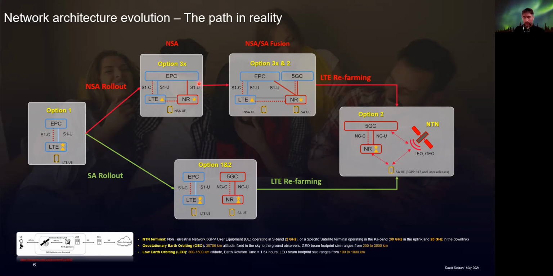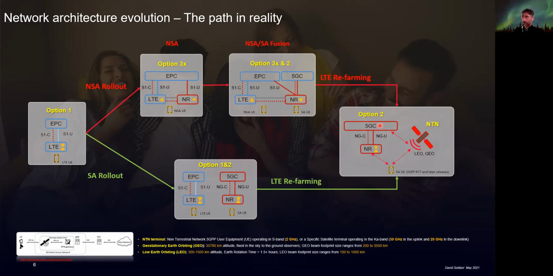Then the system will evolve, and what we will have is an NSA and standalone fusion. That means we will add, together with the Evolved Packet Core, the 5G core network, and therefore we will have the capability in place to support legacy terminals, as well as terminals capable of running a full New Radio end-to-end protocol stack. Finally, the LTE will be refarmed, so all the frequency will go to the New Radio, as well as all the services, and we will ultimately reach Option 2, which is a fresh end-to-end system in its standalone configuration.